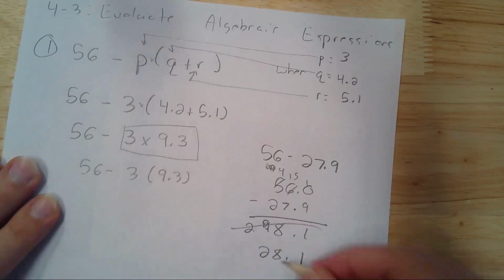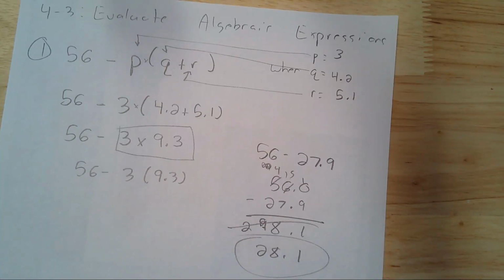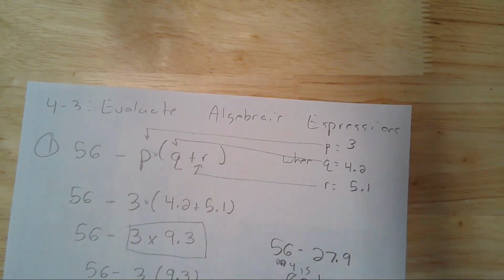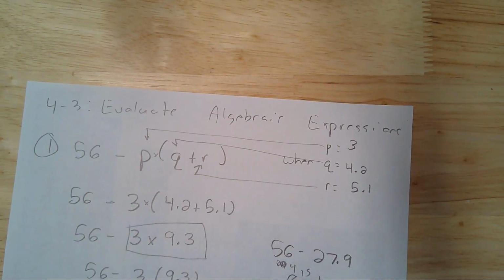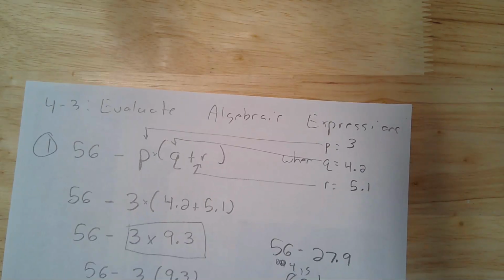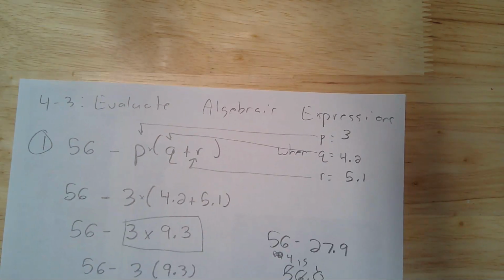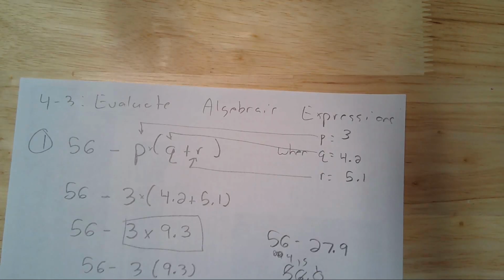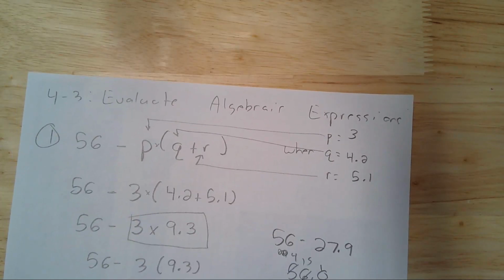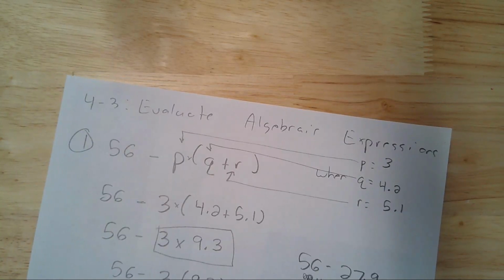So final answer, 28 and 1/10. So again, just plug in the values, solve the PEMDAS-esque problem that's before you. Parentheses first, exponent second, multiplying and dividing third, add and subtract fourth. As I think we learned not too long ago, the order matters a lot here. If you do anything wrong, you're going to get a very different answer, also known as the wrong answer.